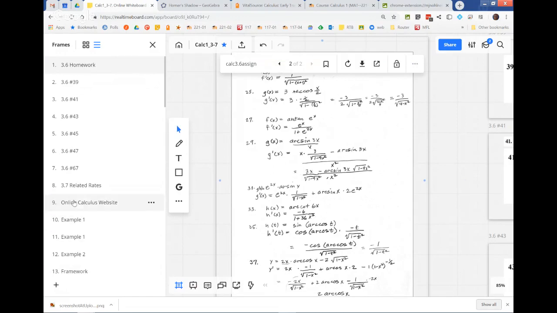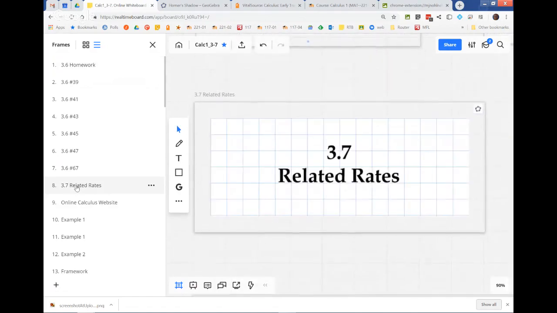So, okay. The lesson is called related rates. Just to give you an idea what related rates are, it's pretty much word problem situations where you have two things that have their own rate, but they're related.